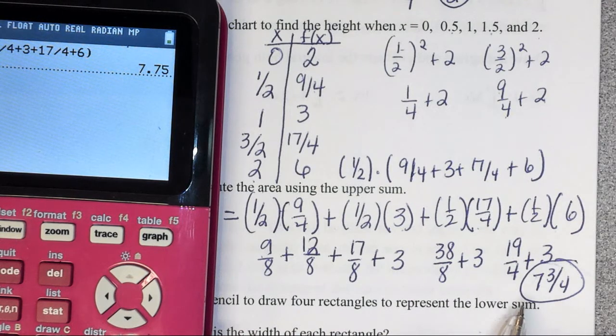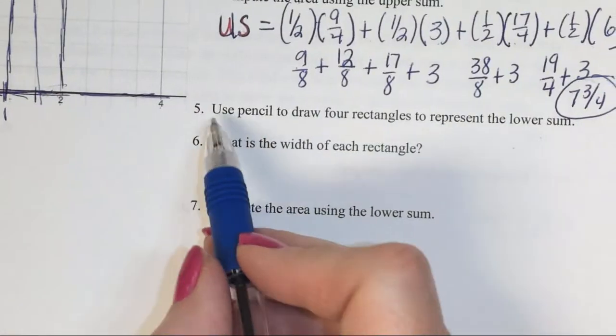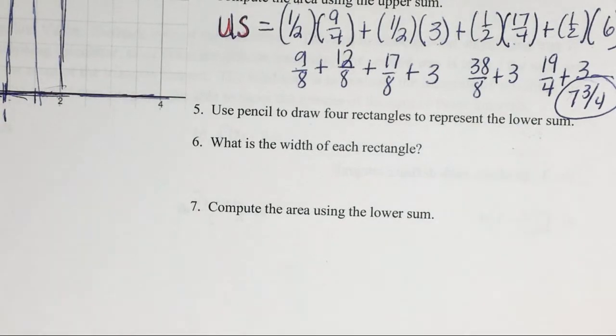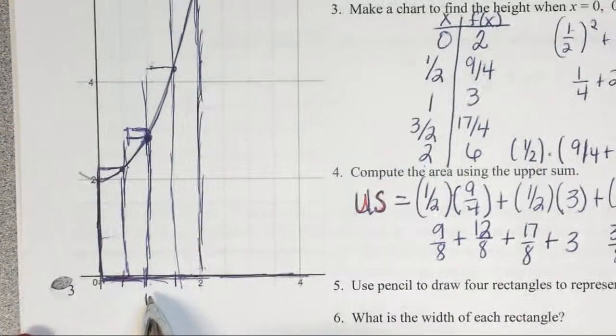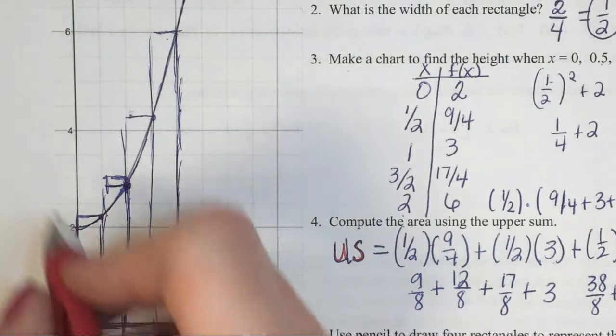Questions on how I got the upper sum? All right. So now we're going to use pencil to draw 4 rectangles to represent the lower sum. So what do you think we do with the lower sum here? Instead of going above it, we're going to be going below it.